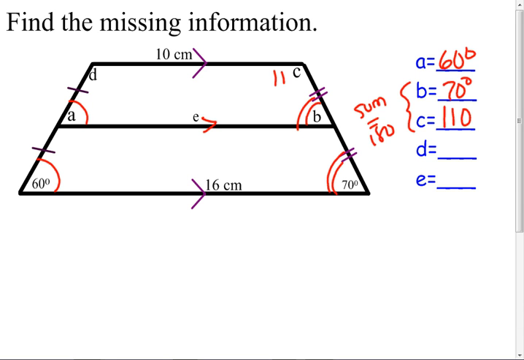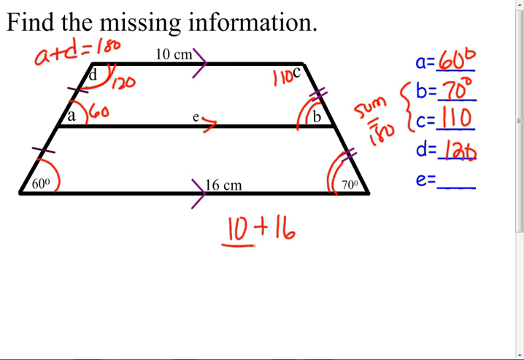And I like to put them in here. And the same is true with A and D. A is 60, and A plus D has to equal 180. So angle D is going to be 120. I know it looks like an isosceles trapezoid, but it is not. And to find E, it's the average of these two bases. So it's 10 plus 16 divided by 2.